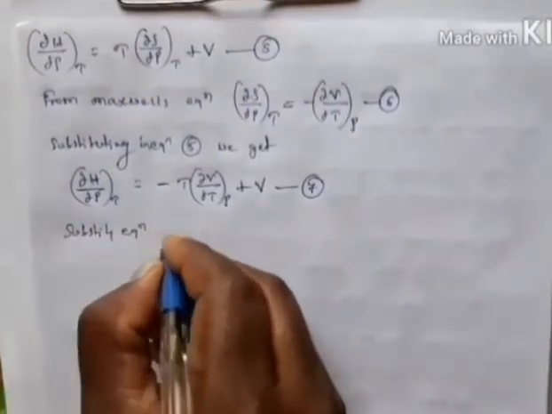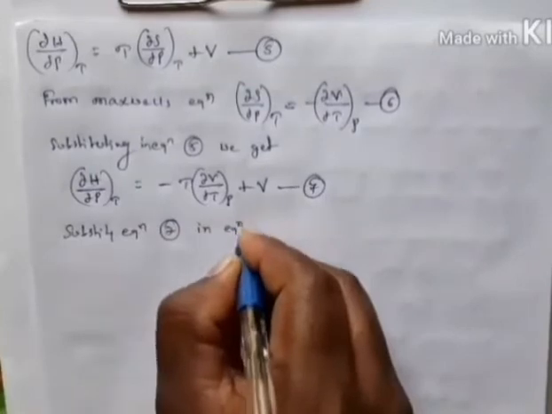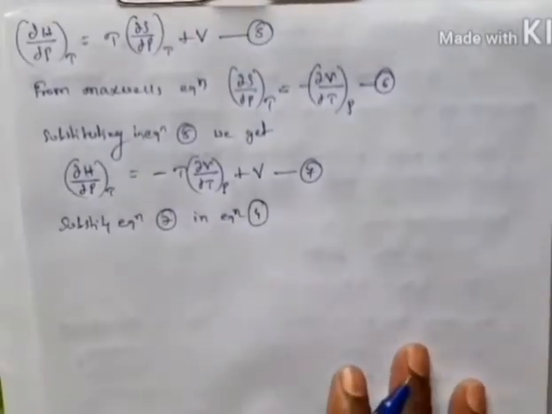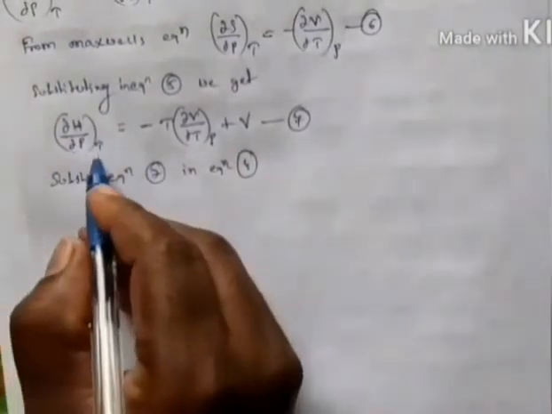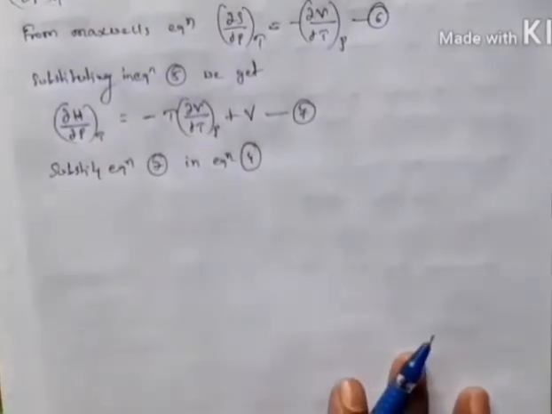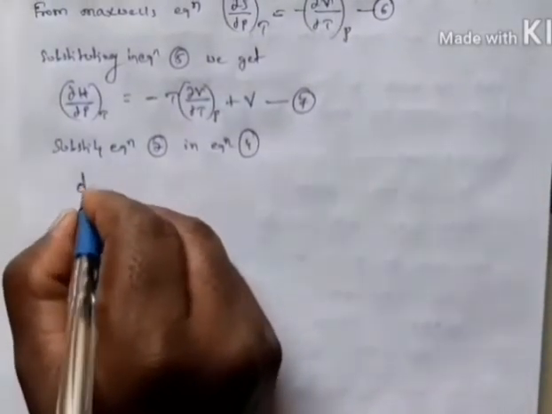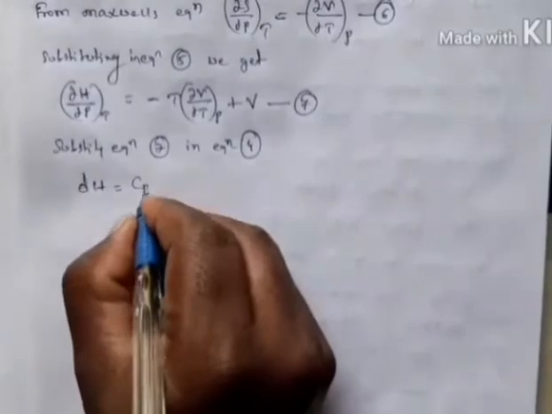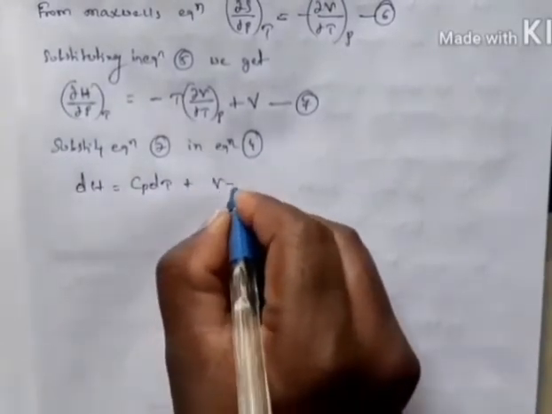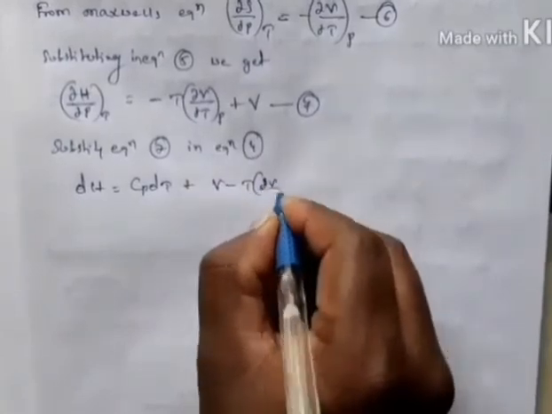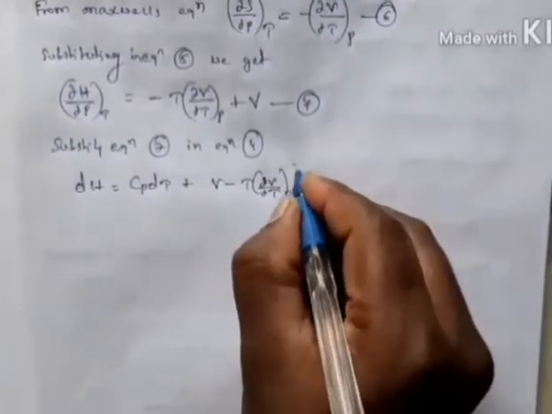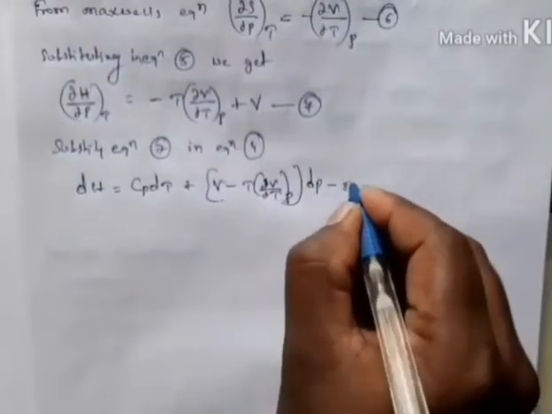Substituting equation 7 in equation 4. We know the expression for equation 4 can be represented by dH = Cp dT + (∂H/∂P)_T dP. So we know here an expression, that is (∂H/∂P)_T. If we substitute, we are going to get dH = Cp dT + [V − T (∂V/∂T)_P] dP. Let us consider this one as equation number 8.